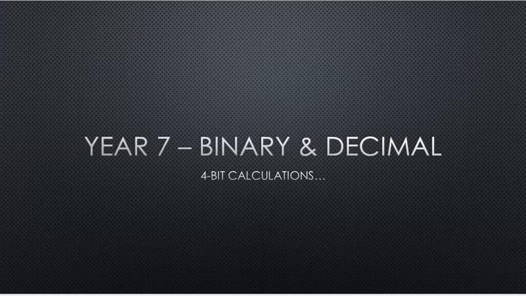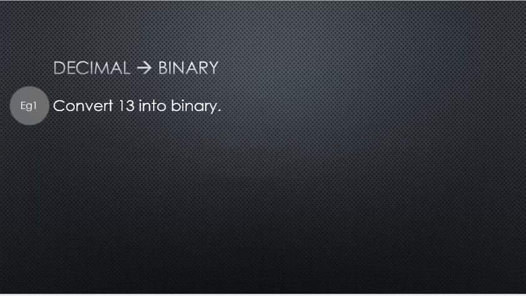Right, so binary, of course, is a base 2 number system, and so the calculations we need to be able to do is to convert the two things, decimal numbers to binary and vice versa, binary numbers back to decimal. So we're going to look at two examples. Our first example, we're going to look at converting 13 into a 4-bit binary number.